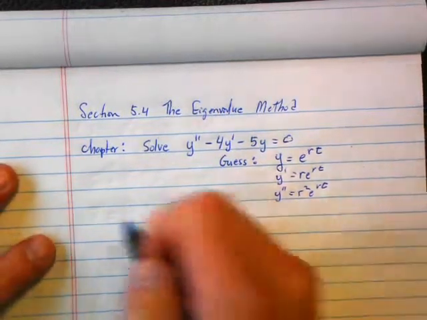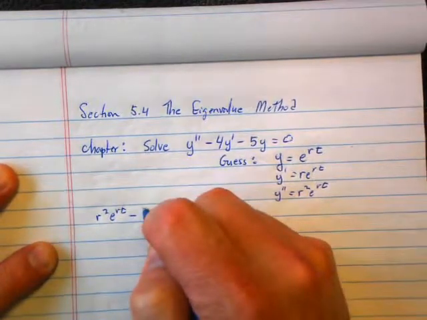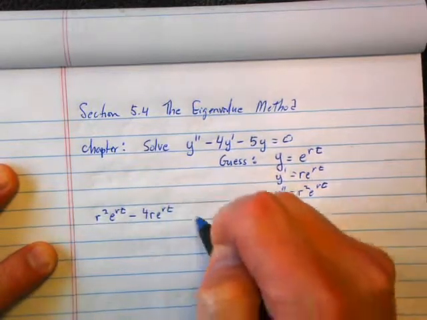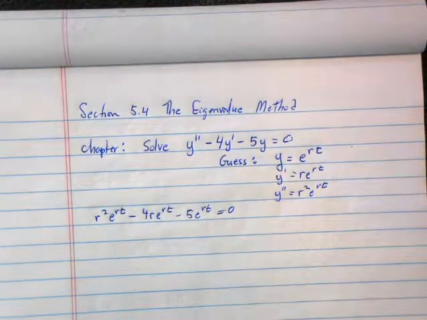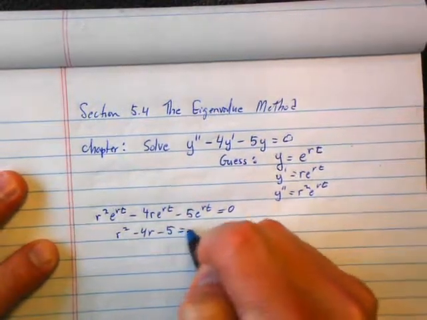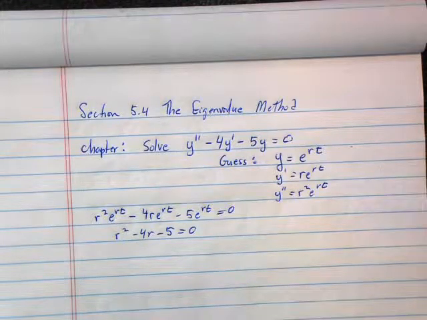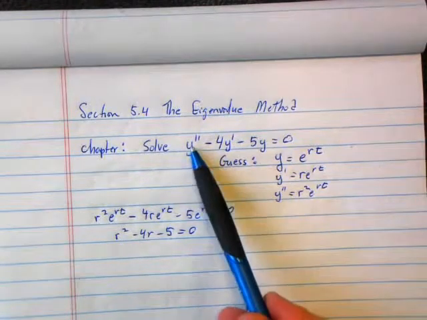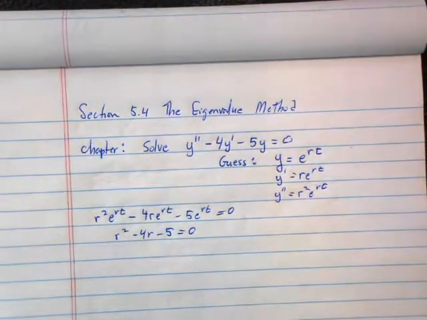And when we plugged it all in, we ended up with r squared e to the rt minus 4r e to the rt minus 5 e to the rt equals 0. Then we went about solving that equation. First thing we did is we divided everything by e to the rt, and that's where our characteristic polynomial came from. We made a guess at what the answer was going to look like, we plugged it in, and we worked it out. You've got y double prime, 4y prime, 5y, and here you ended up with r squared minus 4r minus 5. The characteristic polynomial fell right out from the original equation.